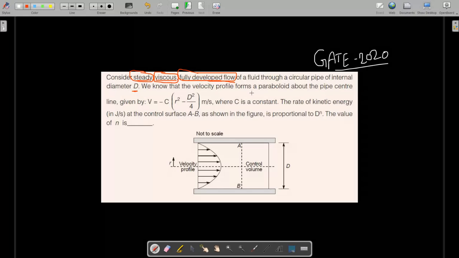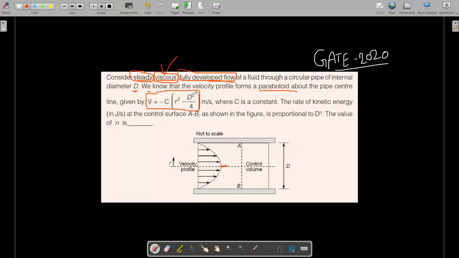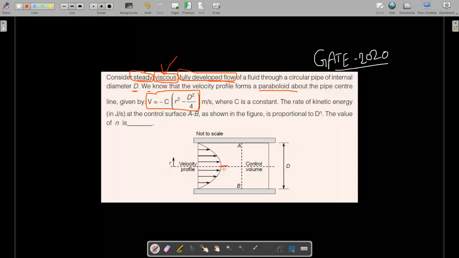We know that the velocity profile forms a paraboloid, because this is viscous flow. At the center line, the velocity profile is given by v is equal to minus c into (r square minus D square by 4), where c is the constant. So this is the velocity profile equation. If I want to find the velocity at this point or at that point, the velocity is different, as you can see in the profile.